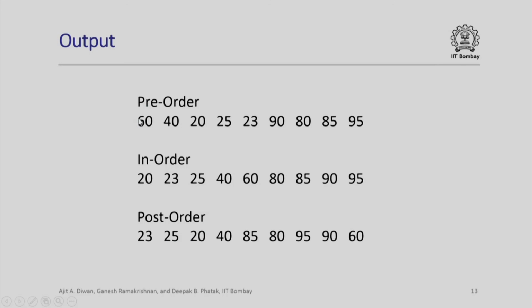If we look at the output created by this program, this will be the pre-order output, this will be the in-order output, and this will be the post-order output. You can go back to the previous session and cross-check that these indeed represent the correct order in which the nodes should come out when the tree is traversed in pre-order, in-order or post-order fashion.